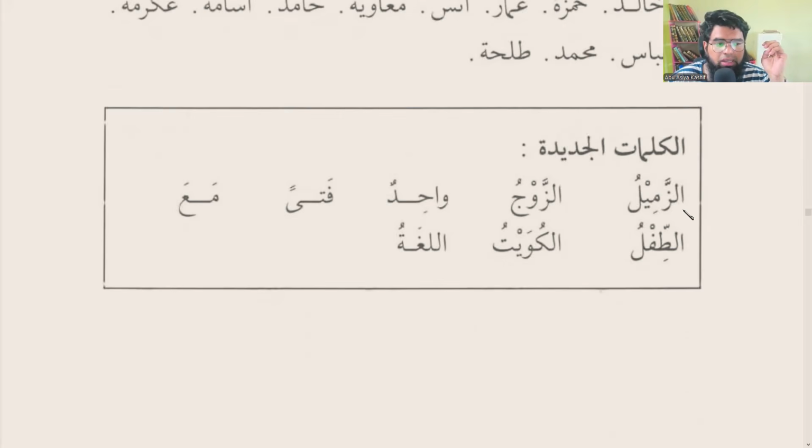New words: الزميل, classmate. الزوج, husband. واحد, one. فتى is a young man. مع is with. الطفل is child. الكويت, Kuwait. And اللغة is language, the language.